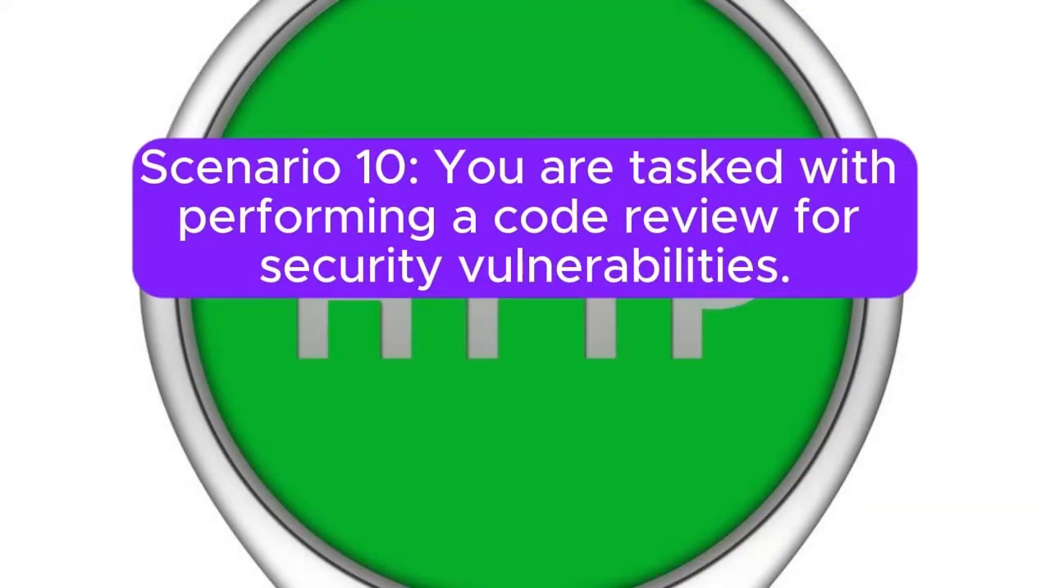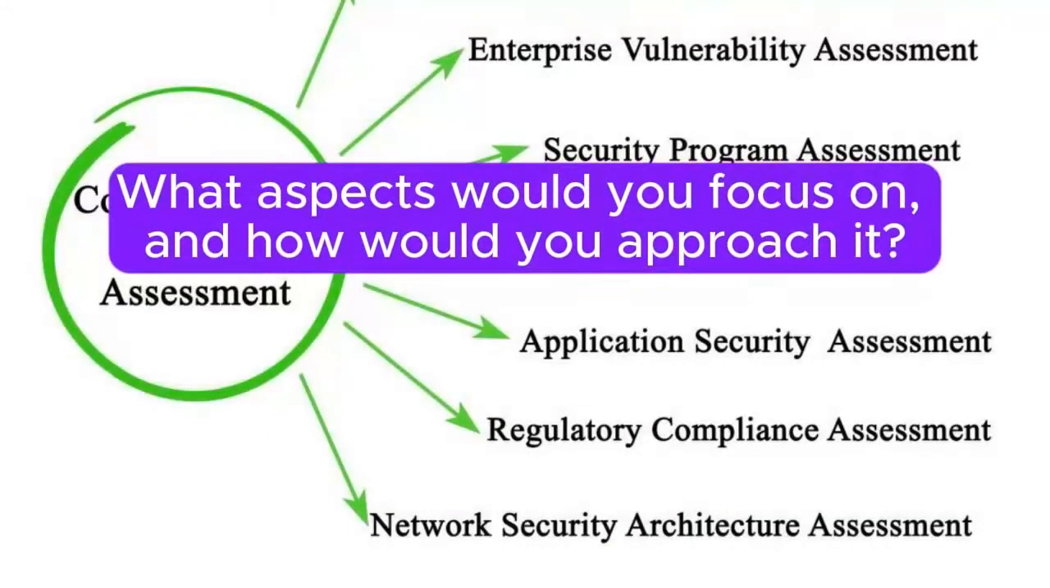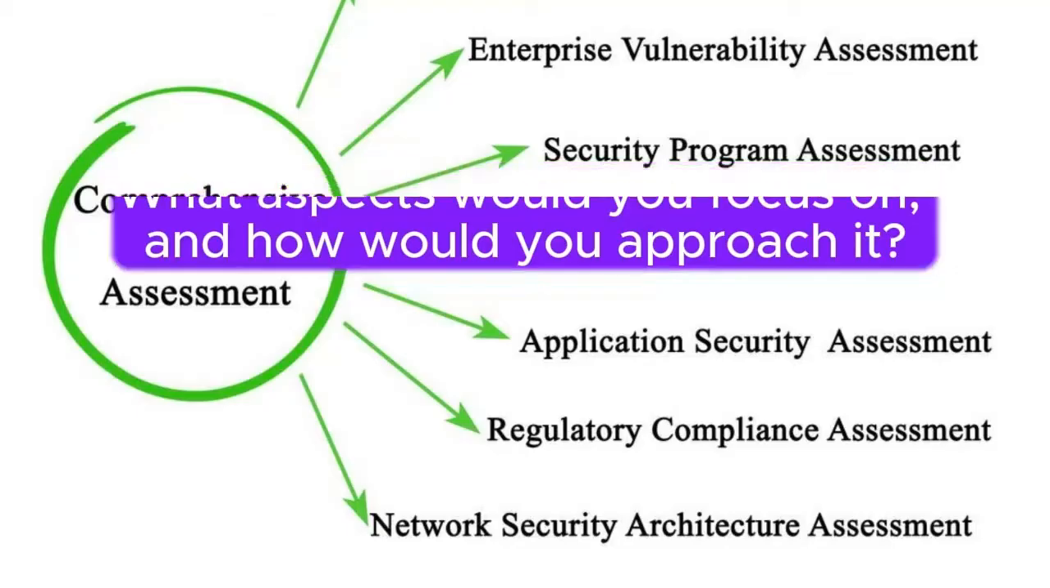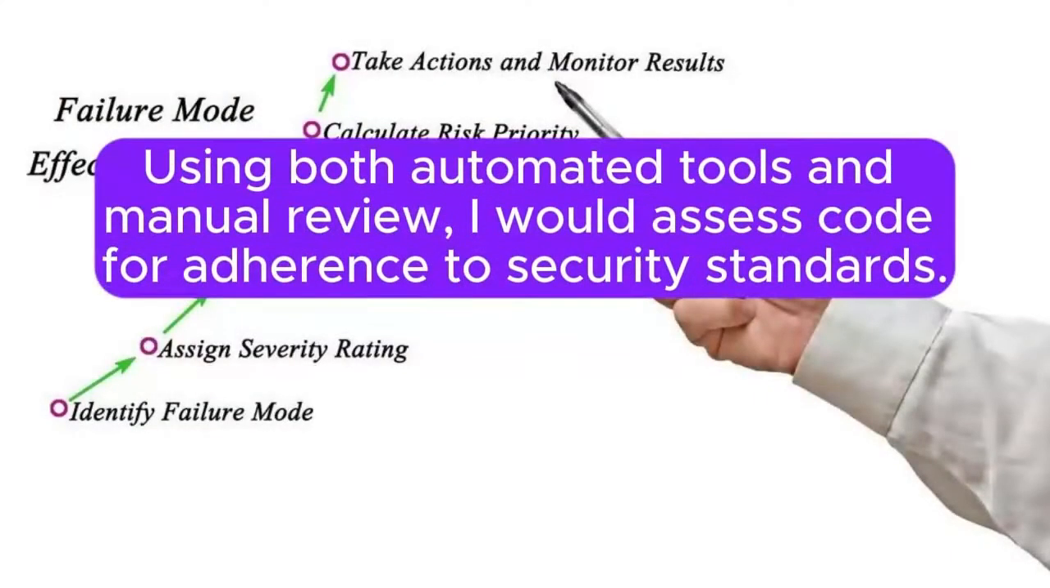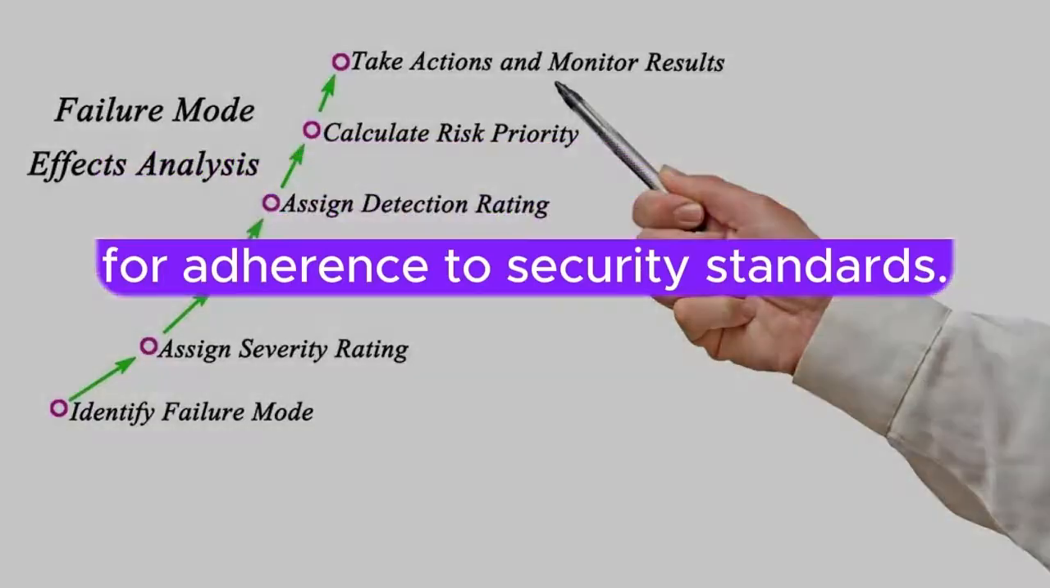Scenario 10: you are tasked with performing a code review for security vulnerabilities. What aspects would you focus on, and how would you approach it? Answer: I would focus on input validation, secure coding practices, and potential vulnerabilities like injection flaws. Using both automated tools and manual review, I would assess code for adherence to security standards.